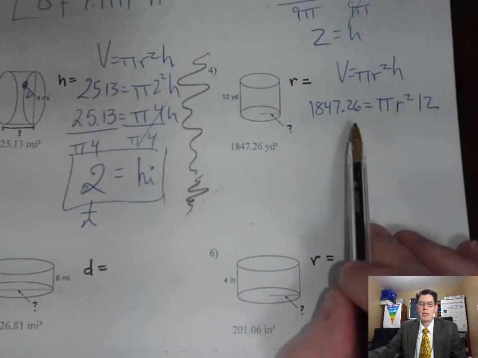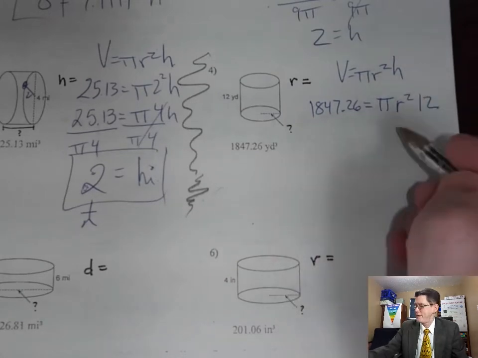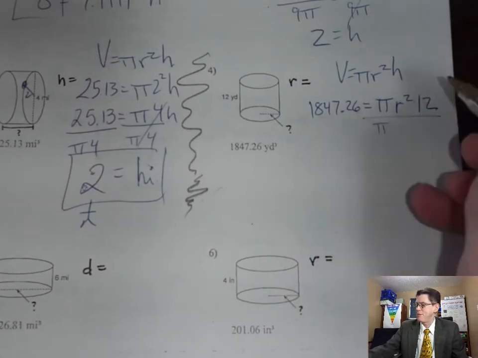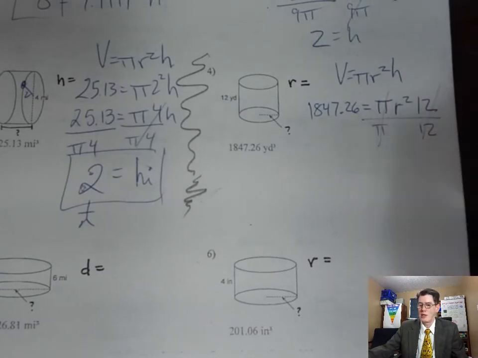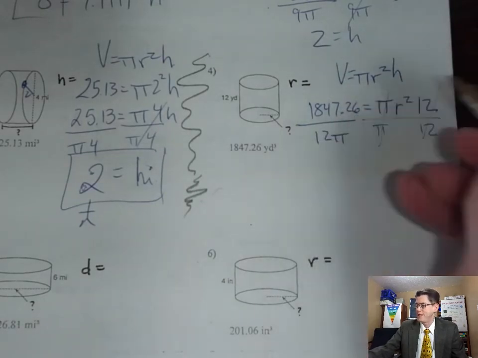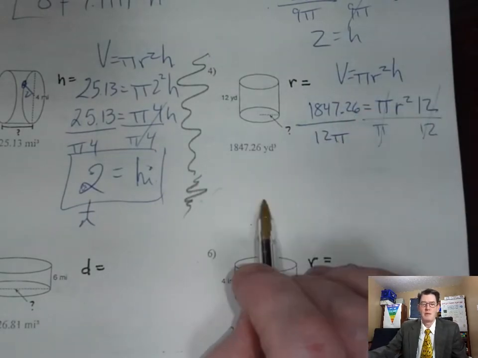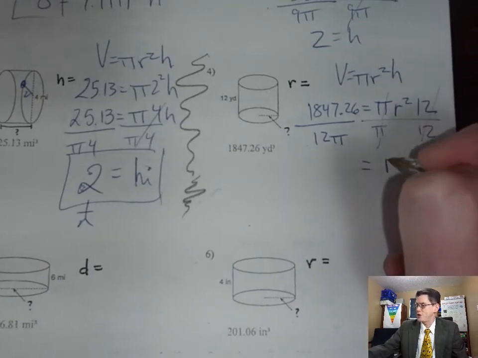Okay, so all we need to do is get this r by itself. Somewhere at the very end, we're going to have an r equals. The way to do that is divide by the pi, make that a 1, and divide by the 12, make that a 1. As I talked about yesterday, I'm just going to write 12 pi, but you can write pi times 12. It's the same thing. With these going to 1, we're left with r squared.